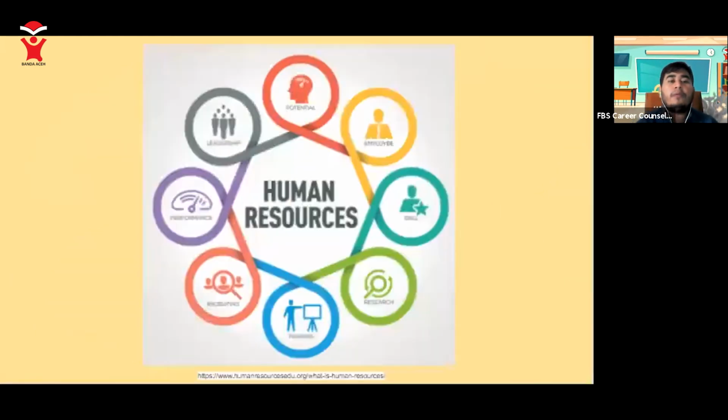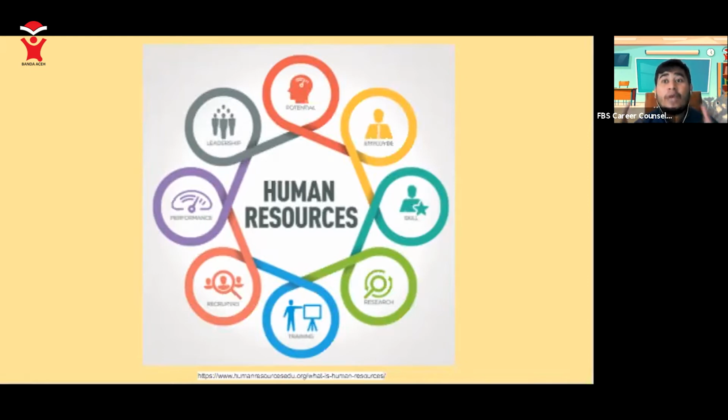The first one, if we discuss the human resources. In human resources, because this is human, it is not machine, it is not tools, but we are managing the human. So you can imagine how difficult it is to manage humans with their feelings, with their emotions, with their many unpredictable things. Okay, so it will be very difficult.